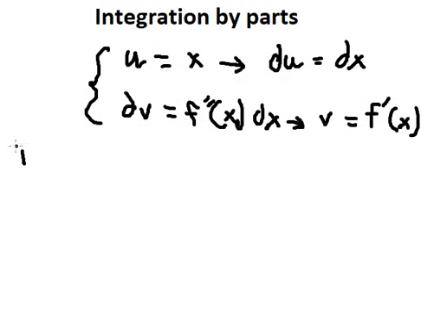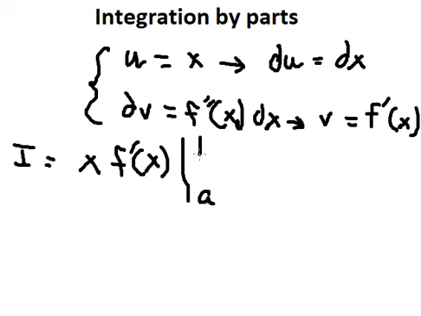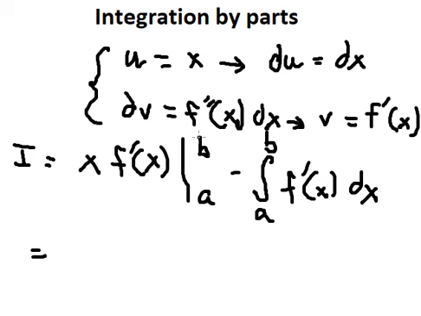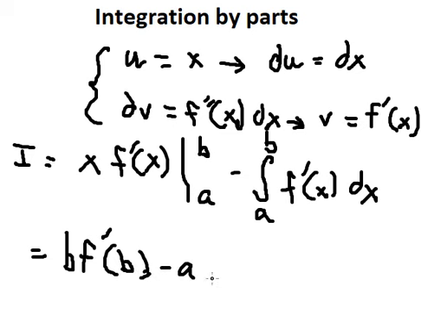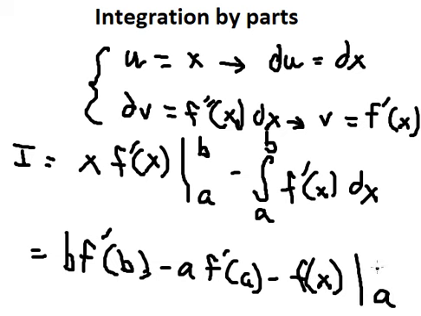Now about this one, we have u multiplied by v, with the bounds from a to b, minus the integral of u multiplied by v. So that means this one and this one. I will put b in here and a in here. So the integration of this one, we have f of x, and we put the bounds from a to b.